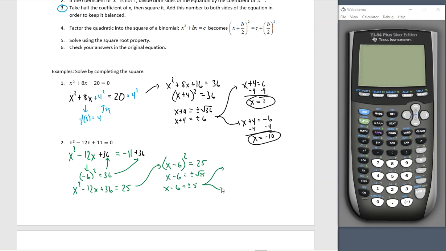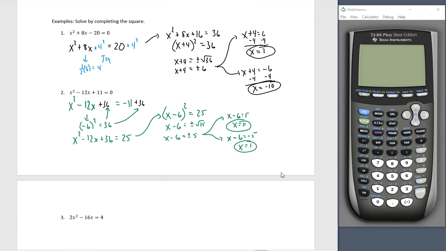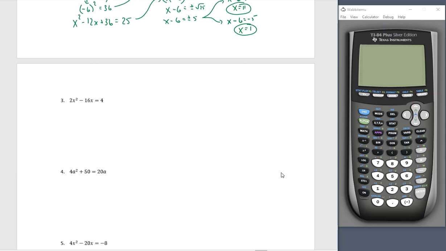So I'll have two equations. x minus 6 equals 5 and x minus 6 equals negative 5. When I add 6 in the top equation, I'll get x equals 11. And when I add 6 in the bottom equation, positive 6, negative 5, I'll get x equals 1. Fantastic. Notice 6 is halfway in between 11 and 1. So that vertex and these x values have a lot in common.